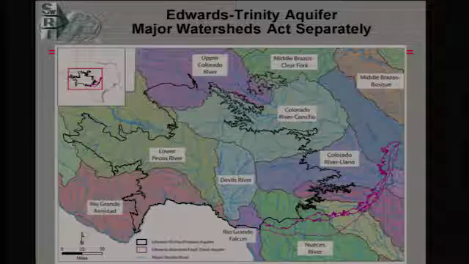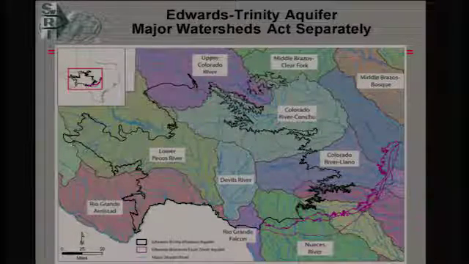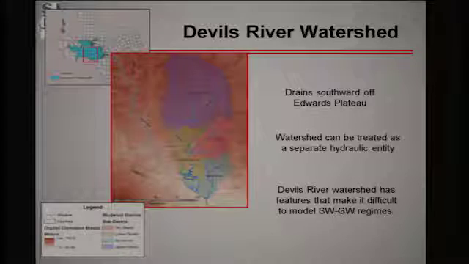So we're going to be looking at the Devils again, and for the most part, we can consider this a separate hydraulic entity from the other watersheds in the Edwards Trinity. Here's another map of it. We see the watershed up in this area. It drains from the north down to the south. This is a semi-arid area, gets somewhere between 15 and 20 inches of rain per year, so it doesn't get a lot of recharge. And it's a carbonate karst aquifer, so there are a lot of solutional features that have formed in this limestone over geologic time. But it's a real complicated system.